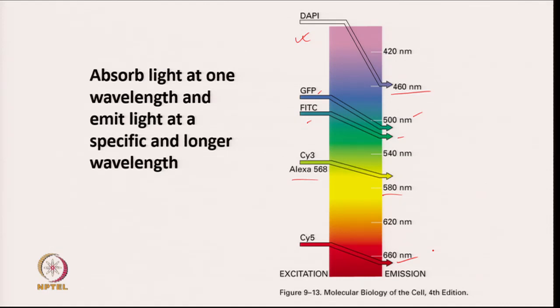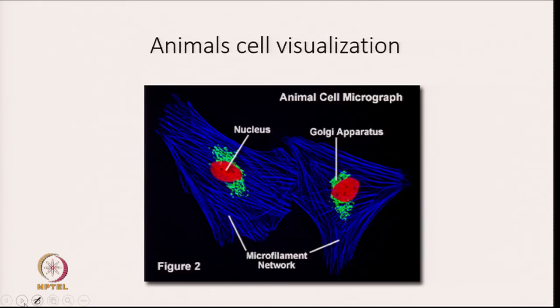So, they absorb at one wavelength and emit light at a specific and longer wavelength. You can see that on this side is a lower wavelength. So, they are absorbing at lower wavelength and emitting at higher wavelength, and that is known as Stokes shift that we have already discussed. Now, there are several applications which I discussed with you last time, but I will also show you more applications of fluorescence microscopy.